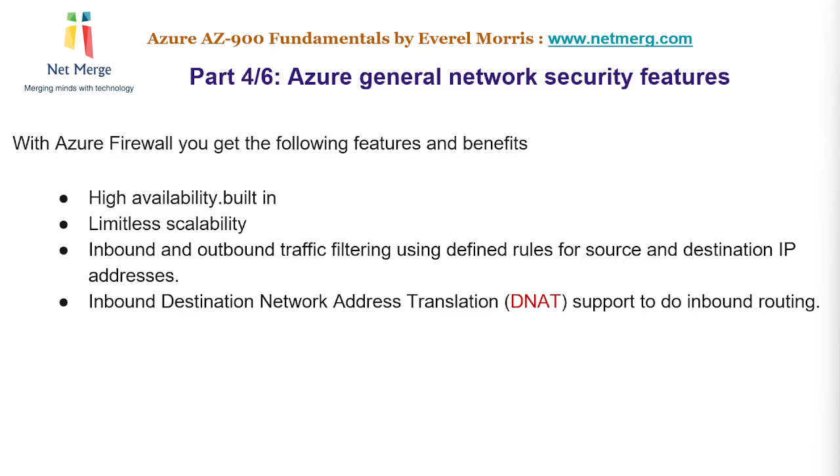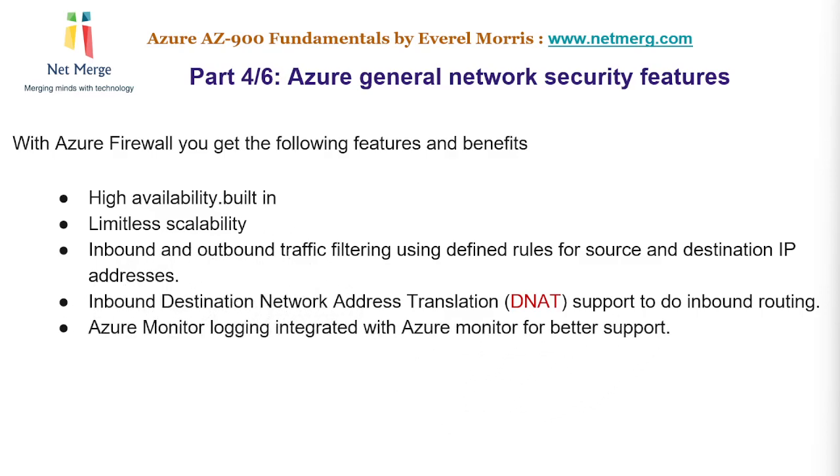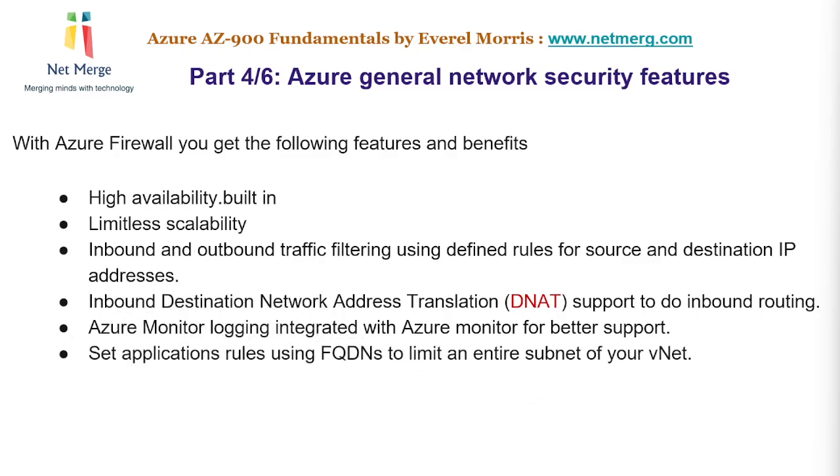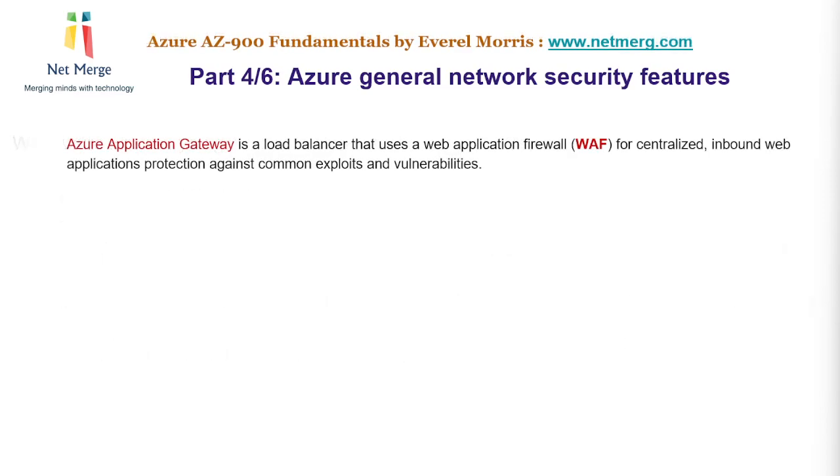You also have inbound destination network. We talk about the DNAT support to do inbound routing. You get that as well with the firewall. You could route traffic based on where it's coming from. You get Azure Monitor logging integrated for better support also. So your firewall can work with Azure Monitor as well. You also get a set of application rules using fully qualified domain names to limit an entire subnet of your VNet to a particular set of rules.